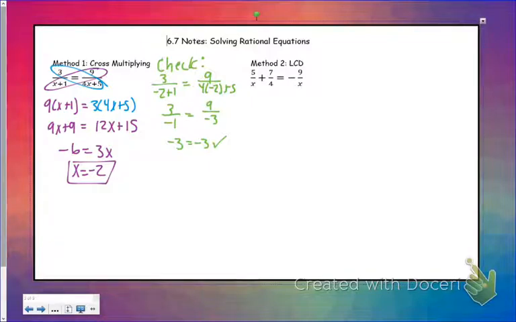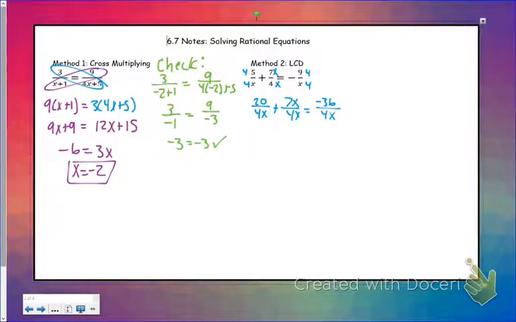All right, the second method works best if you have multiple fractions that are being added or subtracted, and especially if they're close to having the same denominator. So what we're going to do is get that common denominator. I'm going to get all of these with the same denominator, which means I'm going to need to multiply this one by 4, this one by x, and this one by 4. So that gives me 20 over 4x plus 7x over 4x and -36 over 4x.